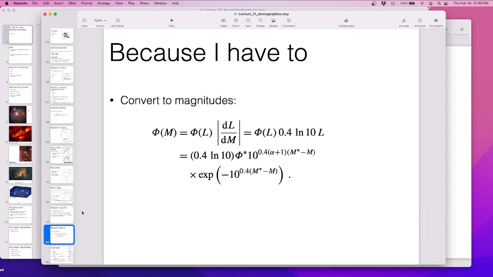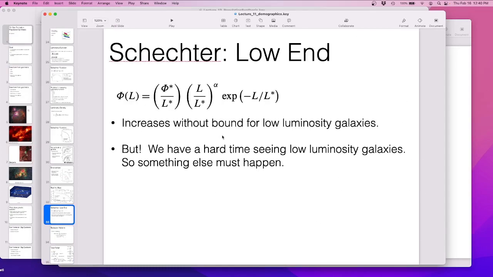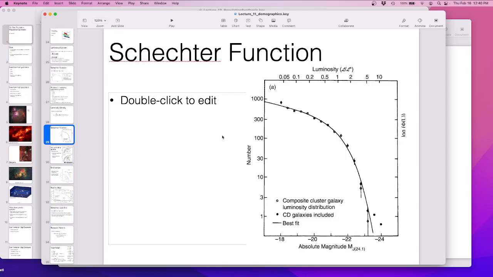If you change units, you have to have the Jacobian, dL/dM. That is always true. If you change units, especially in a distribution, there's always a Jacobian. Okay, that is everything that I have to say about demographics.